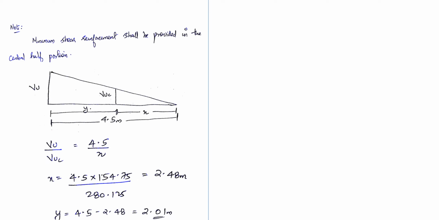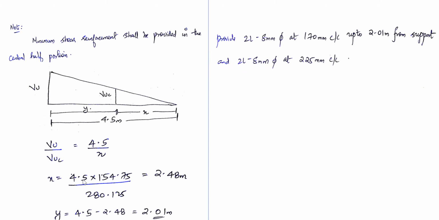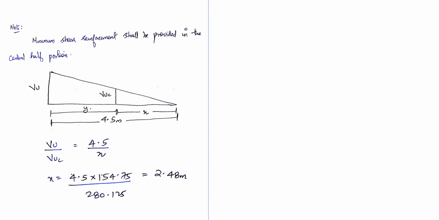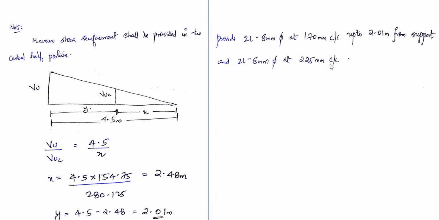Further, after 2.01 meter, the shear force is less than or equal to VUC. So there I will provide the minimum shear reinforcement, that is two-legged 8 mm at 225 mm center to center. Here you have seen the minimum shear reinforcement required is 225, because the other limits are 450 and 300. So the maximum spacing corresponding to the minimum shear reinforcement is 225, rounded to 225 mm. So I will provide two-legged 8 mm at 225 mm center to center. I have the simply supported beam like this.